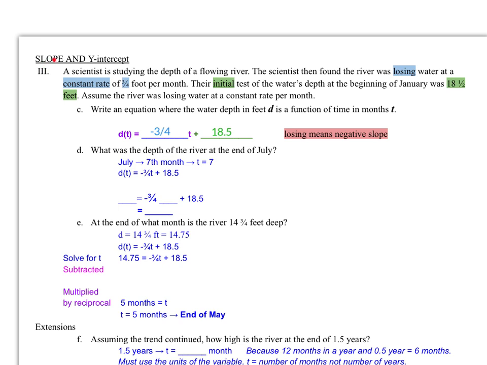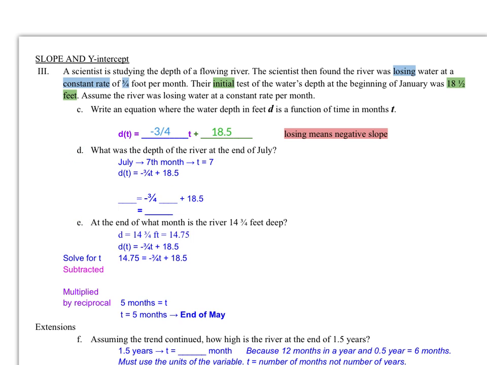Notice if you're given this scenario, scenario C, I don't have to do any math. It literally tells me the slope and the y-intercept in the problem. I just have to write the equation. Sometimes you have to find the slope, sometimes you have to find the y-intercept. Not in this case. Once I have my equation then, I can use that equation to answer other questions, like part D and part E.